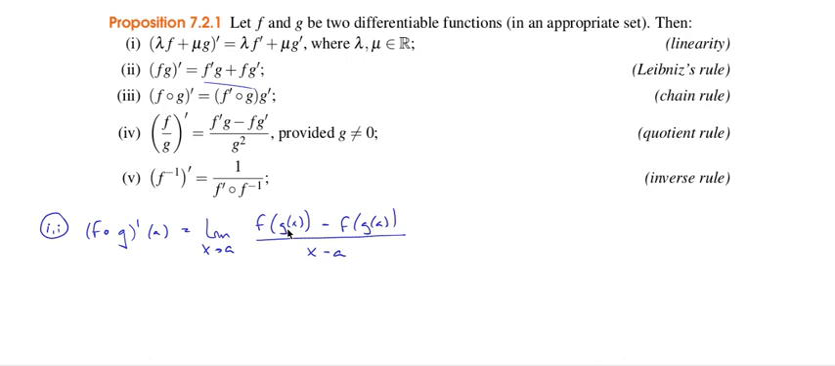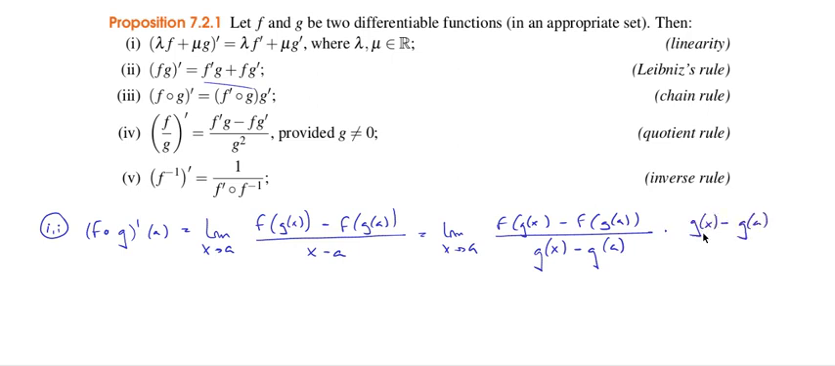But then you see that there's a g(x), g(a). If we had a g(x) and g(a) in the denominator, we could write this as the derivative of f at g(a), right? So let me multiply and divide by g(x) minus g(a). So this is f at g(x) minus f at g(a) divided by g at x minus g at a, times g at x minus g at a divided by x minus a, right?